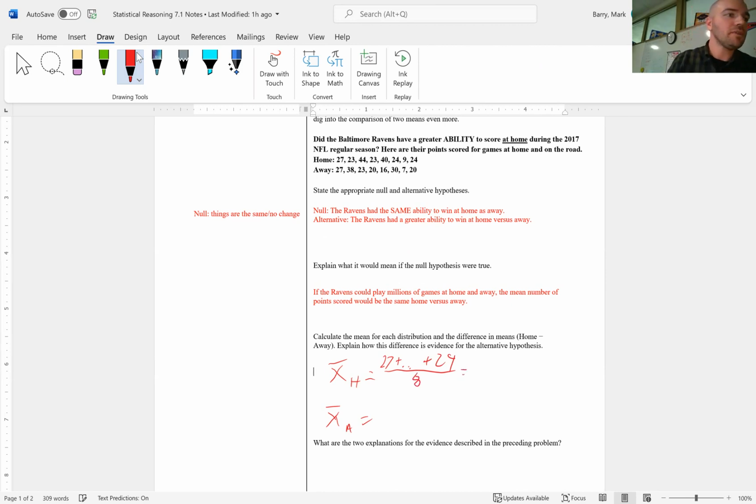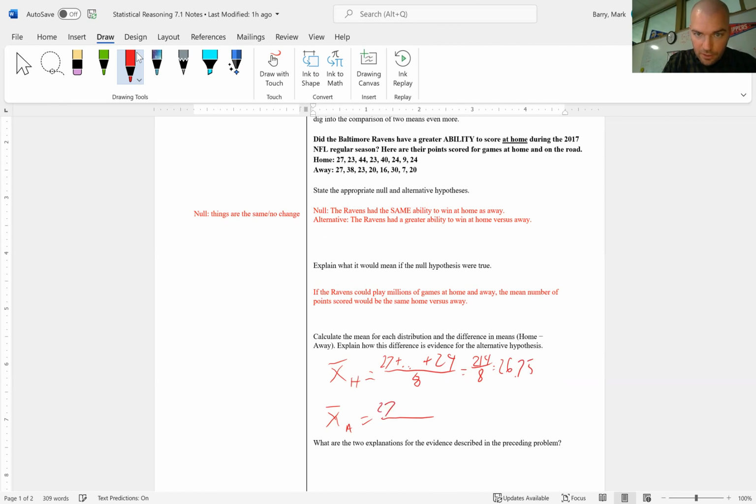All right, so let me grab my calculator. We'll add all those up. So 27 plus 23 plus 44 plus 23 plus 40 plus 24 plus 9 plus 24. So that gives me 214 over 8. And that's going to be 26.75.